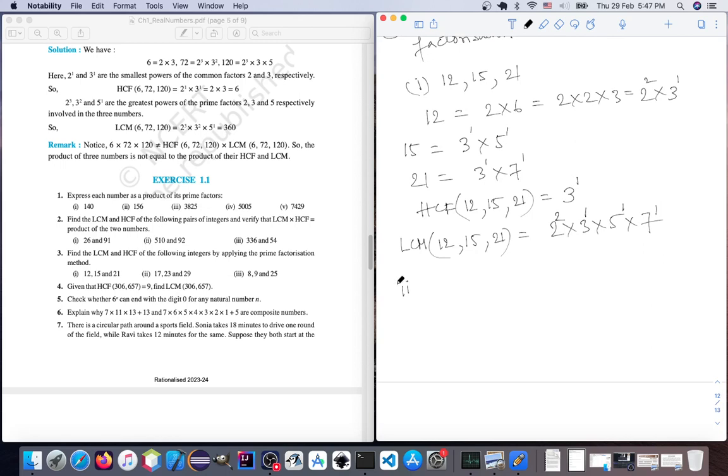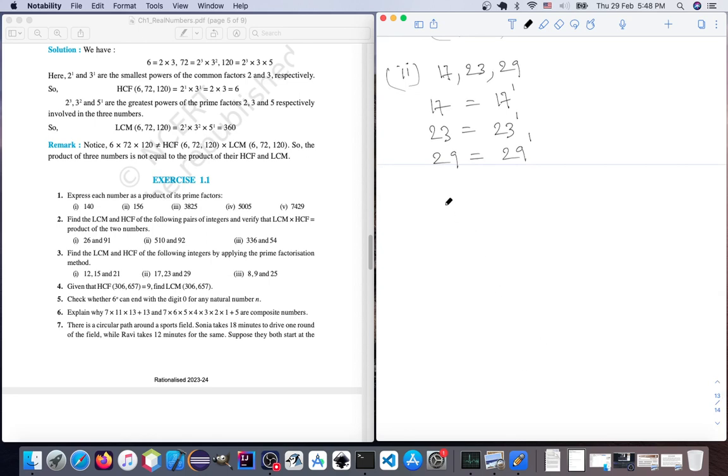Okay, let's do 2, 17, 23 and 29. 17 is a prime number itself, so the only prime factorization will be 17. 23 is also a prime number, so the prime factorization will be 23. 29 is also a prime number, so the prime factorization will be 29.